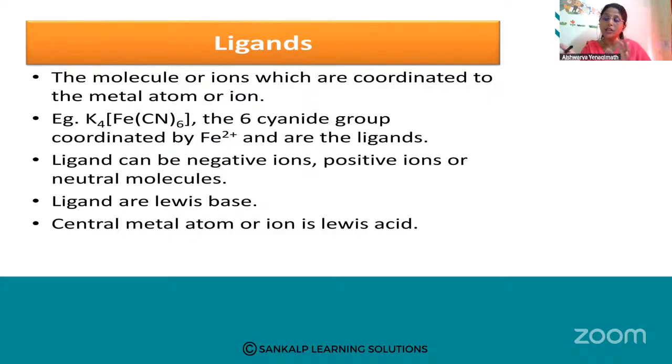And the ligands are sharing their lone pair of electrons. We saw that last class. The particular ligand will have a donor atom, and that donor atom will have a lone pair of electrons, which will be donated to the central metal atom. Therefore, ligands are Lewis bases and central metal atoms are Lewis acids.